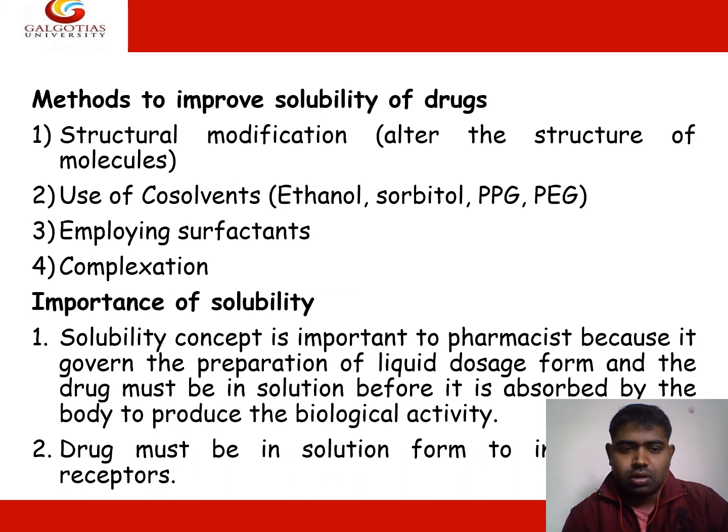Now comes the next technique, that is use of co-solvents. Various co-solvents are available in the market. You can use ethanol, sorbitol, polypropylene glycol, polyethylene glycol. These are solvent variants that are employed to improve solubility of drugs. Another thing is employing a surfactant. In this technique, the surfactant is used to reduce surface tension between two compounds or two solvents. So you can adopt this technique also.